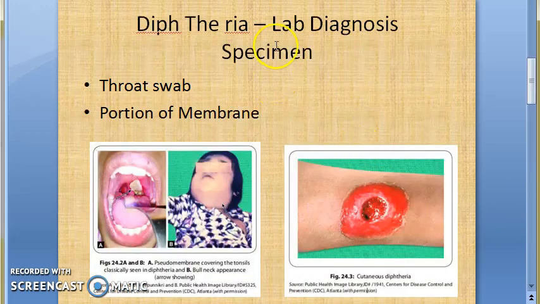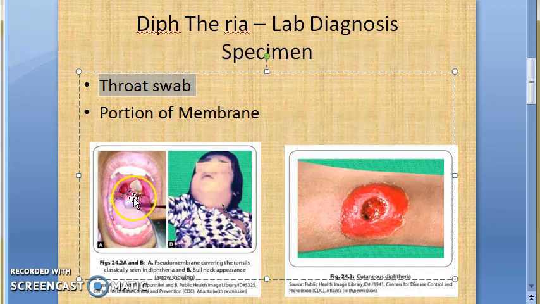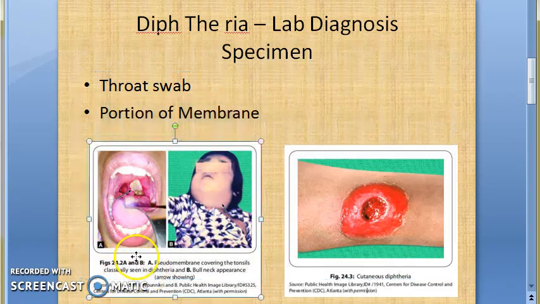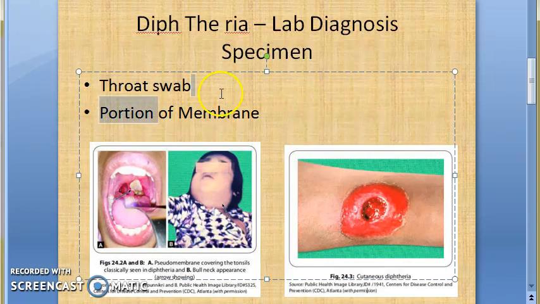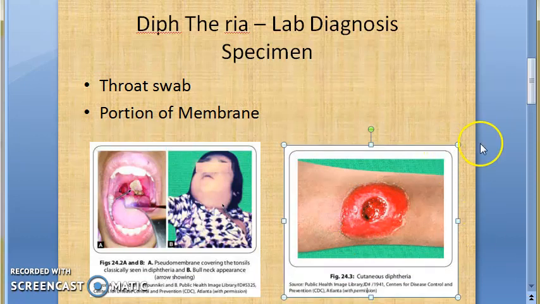So, the first thing you will collect is a specimen. Specimen collection is the first step you have to write. You will collect a throat swab and a portion of membrane, pseudomembrane covering the tonsils. You can see here, bull neck appearance, pseudomembrane covering the tonsils, classically seen in diphtheria. So, the specimen will be a throat swab and a portion of the membrane. This is cutaneous diphtheria. They have not written it in the lab diagnosis specimen.